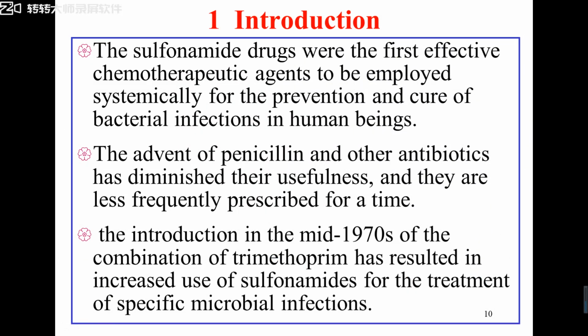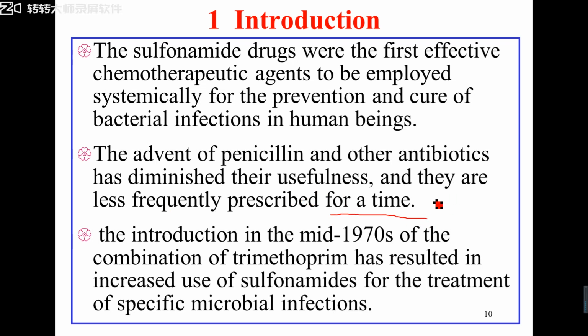Introduction of sulfonamides. The sulfonamide drugs were the first effective chemotherapeutic agents to be employed systemically for the prevention and cure of bacterial infections in human beings, in the 1950s, especially in the 1970s. The advent of penicillin and other antibiotics, such as cephalosporins and quinolones, has diminished the use of sulfonamides, and sulfonamides are less frequently prescribed for a time. So in the past 20 to 30 years, we rarely use sulfonamides. And later, I will explain the drug's clinical use.